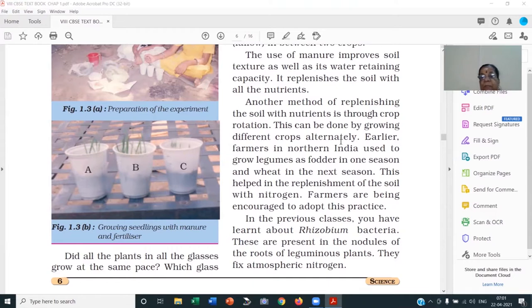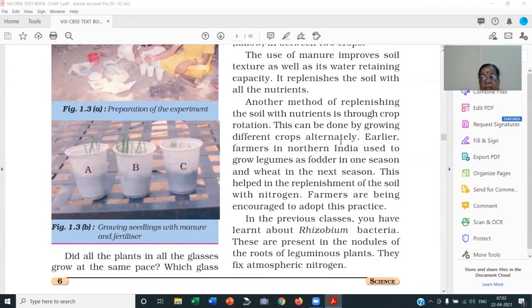Now, another method of replenishing the soil with nutrients is through crop rotation. This can be done by growing different crops alternately. Earlier, farmers in northern India used to grow legumes as fodder in one season and wheat in the next season. This helped in replenishment of the soil with nitrogen. And farmers are being encouraged to adopt this practice.